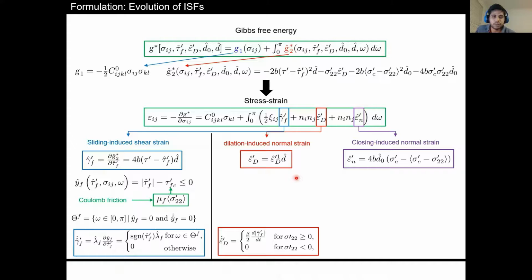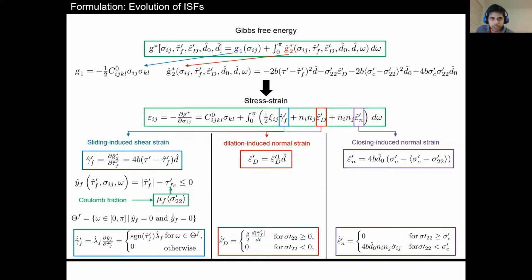The dilation-induced normal strain is computed using the simple sawtooth kind of dilation model, where beta governs the amount of crack opening in the normal direction due to the sliding of the crack in the shear direction. And epsilon n is actually fully elastic in nature, so it can be directly computed from the stress increment.